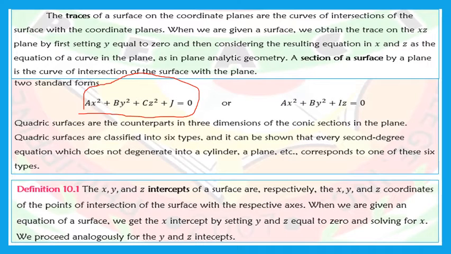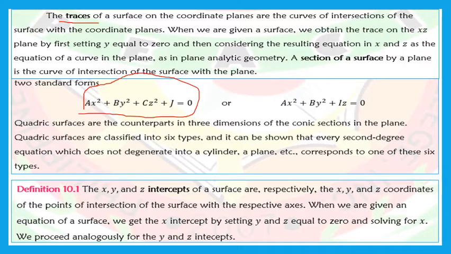The traces of a surface on the coordinate planes are the curves of intersections of the surface with the coordinate planes. When we are given a surface, we obtain the trace on the xz plane by first setting y equals to 0, and then considering the resulting equation in x and z as the equation of a curve in the plane, as in plane analytic geometry. Okay, kung traces naman yung hinahanap, let's say sa xz plane yung hanapan natin yung trace, so ise-set natin si y equals to 0.